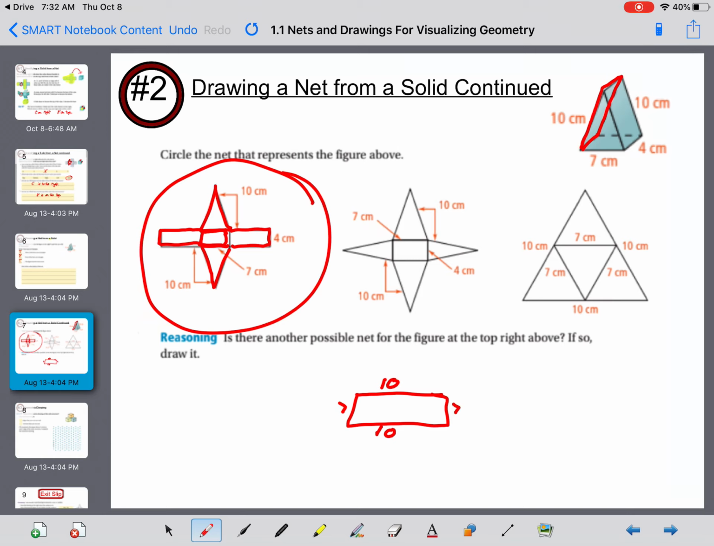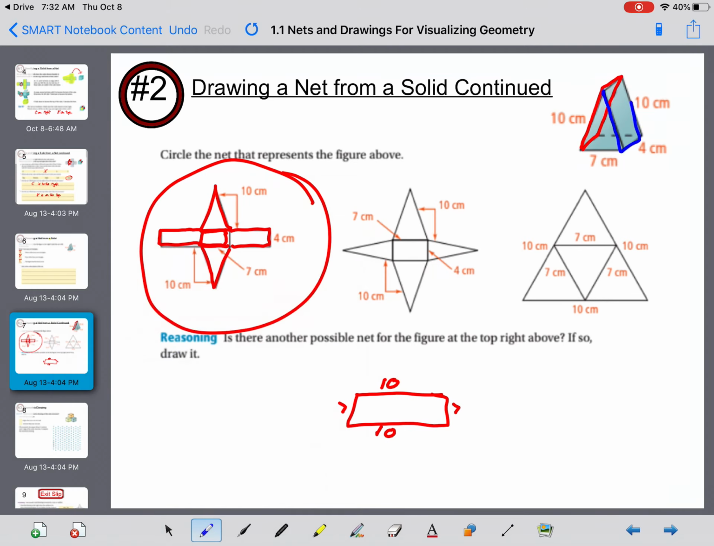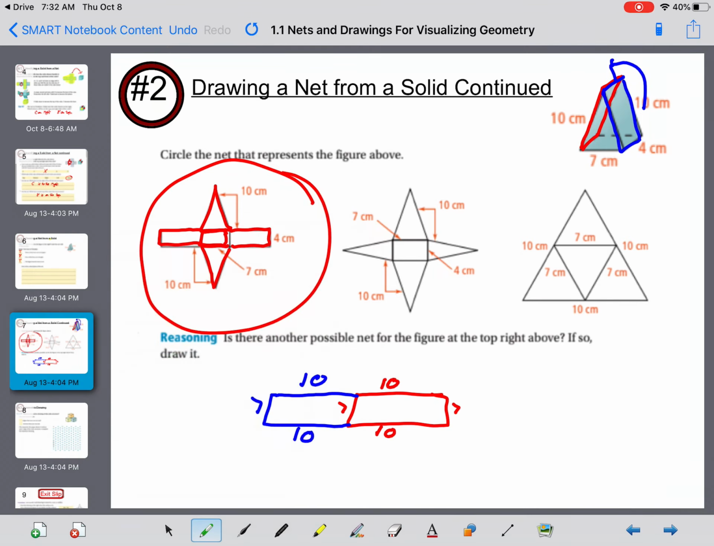And then what I'm going to do is take this rectangle, let me see if I can change the color, and fold it over the top. So you have another 10 by 7 rectangle, which means that the base, or the bottom, would be folded the other way. But this is a smaller 7 by 4 rectangle.